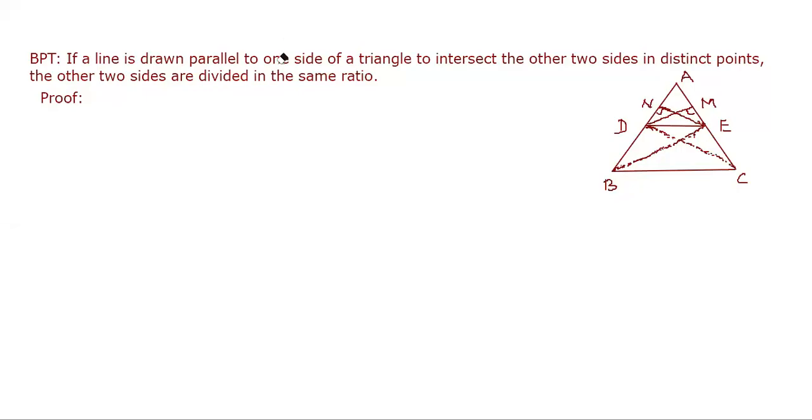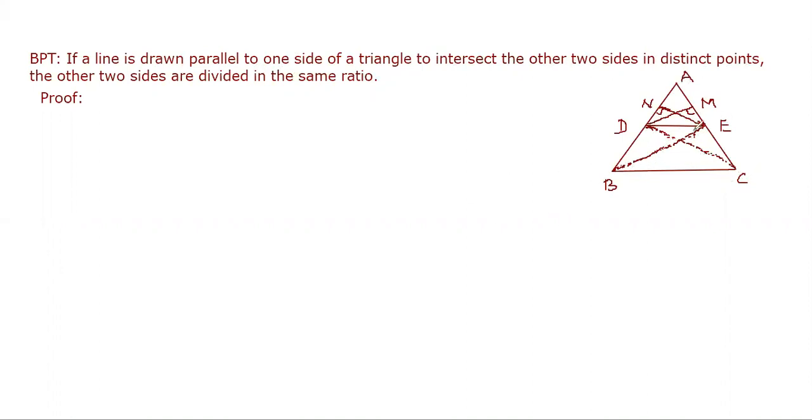Let's prove the basic proportionality theorem, or Thales theorem. If a line is drawn parallel to one side of a triangle to intersect the other two sides in distinct points, the other two sides are divided in the same ratio. Here, DE is drawn parallel to BC. We have to prove that AD is to DB equal to AE is to EC.